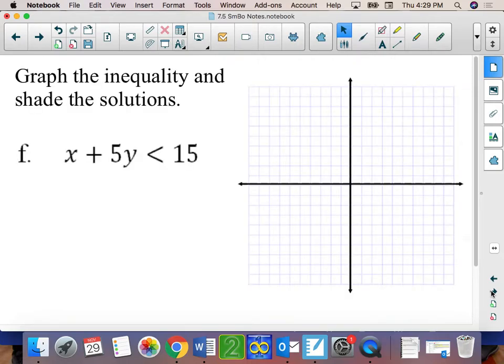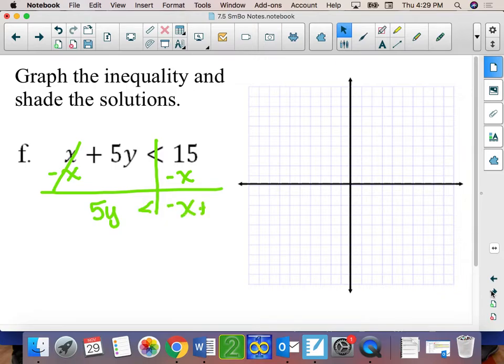Okay, let's look at this one. So again, I want to get it in slope-intercept form. So I want to solve for y. So I'm going to subtract x on both sides first. So x minus x cancels. Bring down my 5y. Bring down my less than, my negative x, and my positive 15. Then I'm going to divide by 5 everywhere.